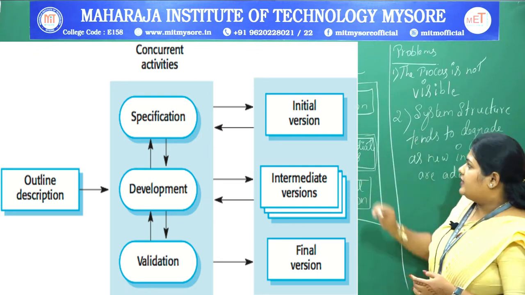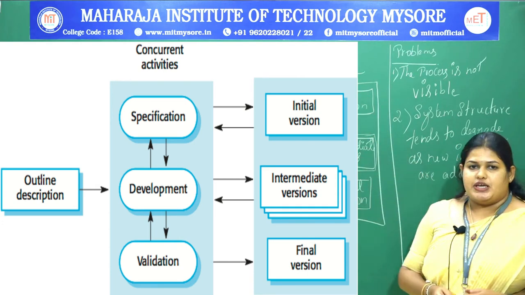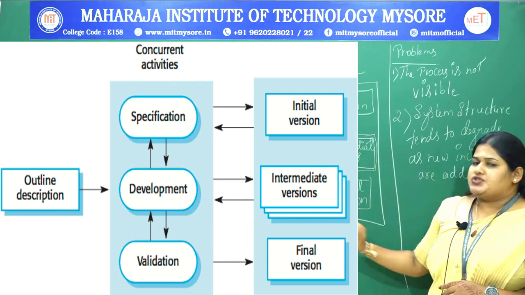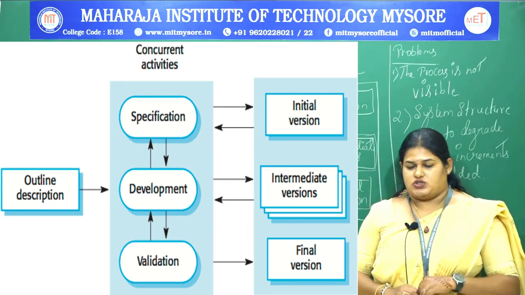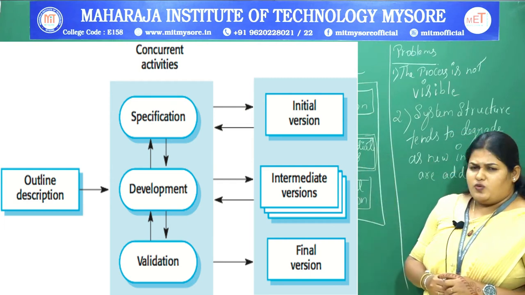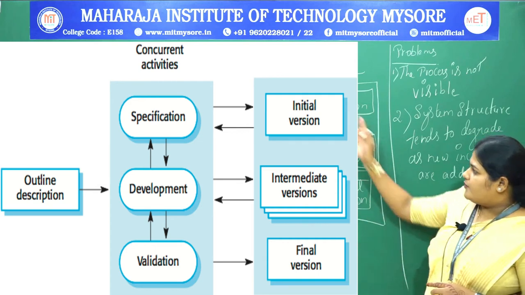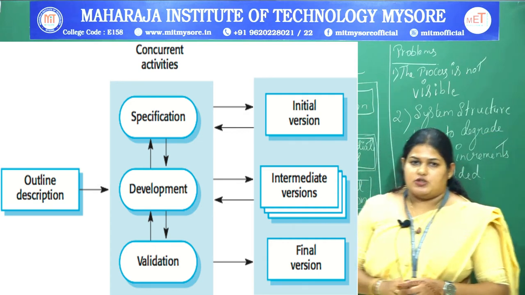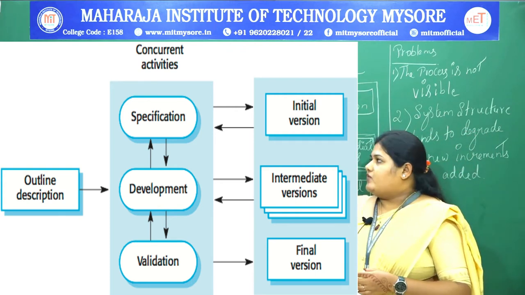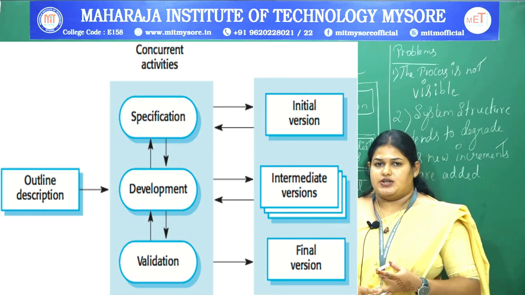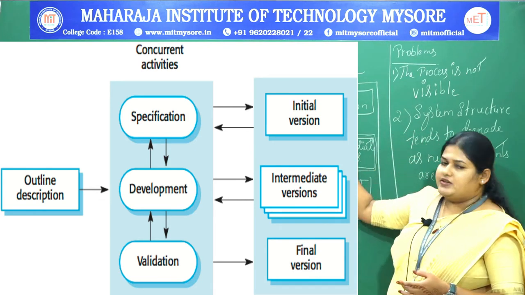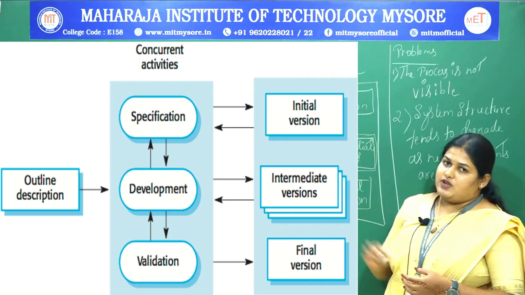Hence, they divided it into three versions: the initial version, the intermediate version and the final version. If you follow the perspective of the versions, what is this initial version? Whenever the specifications or requirements are discussed by the customers, they will be taken by the software engineers, and accordingly that will be released as the initial version.